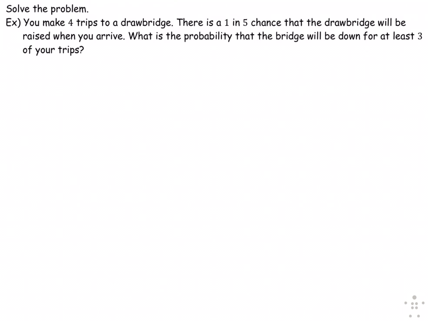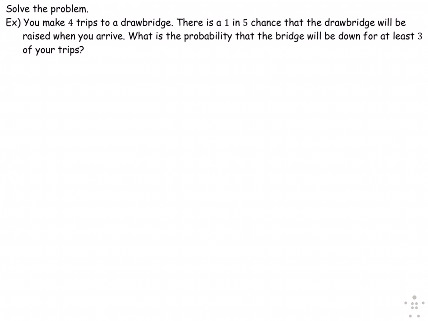We will now use binomial probability to solve the following problem. If you make 4 trips to a drawbridge, and if there is a 1 in 5 chance that the drawbridge will be raised when you arrive, what is the probability that the bridge will be down for at least 3 of your 4 trips? This one is tricky. The problem is asking us to find the probability that the bridge will be down, which makes sense because then we will get to drive through. But notice that the probability is given as a 1 in 5 chance that the drawbridge will be raised when you arrive. So we need to have consistent wording.